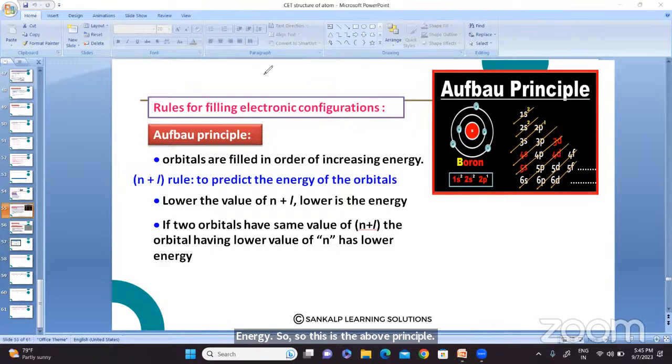So the next rule is the N plus L rule. The N plus L rule predicts the energy of the orbital. If two orbitals have the same value of N plus L, then you have to check for the orbital which has the lower value of N. Then it has lower energy, like this.